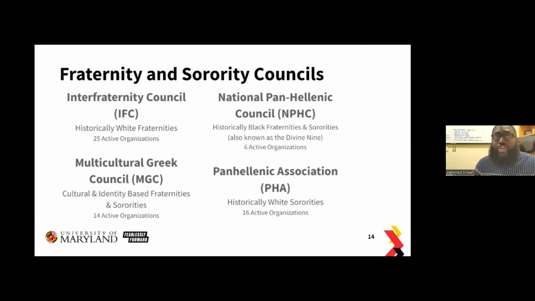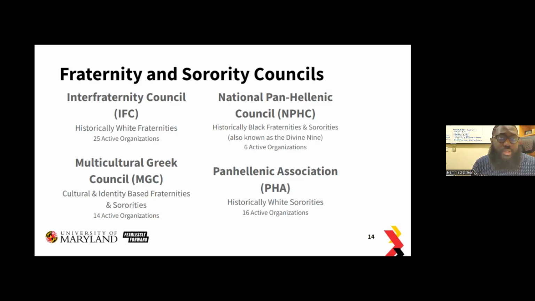First we have our Interfraternity Council, also known as the IFC. These are our historically white fraternities and men's organizations on campus. To back up, fraternities are typically all men's organizations, and sororities are typically all women's organizations. But if your student does not identify with one of those gender identities, they're still welcome to join. They'll need to have individual conversations with the organizations they're interested in about what those policies look like. Within the IFC, there are 25 active fraternities.